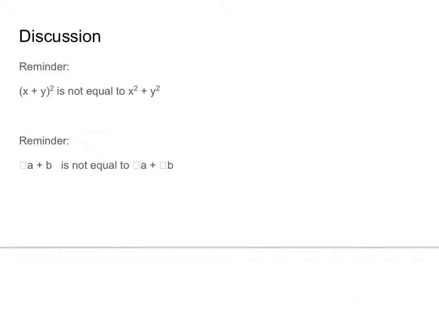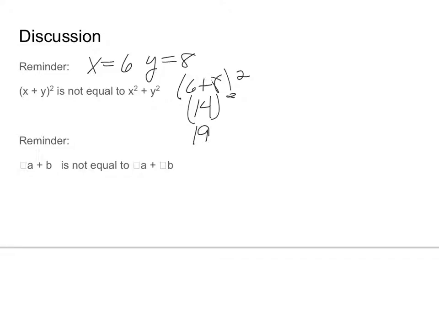All right, so the first thing I want to point out is just a simple reminder that quantity x plus y squared is not equal to x squared plus y squared. And let's just test that out. If I do x equals, I don't know, 6 and y equals 8, let's try that. So we have 6 plus 8, quantity squared. 6 plus 8 is 14. 14 squared is 196.